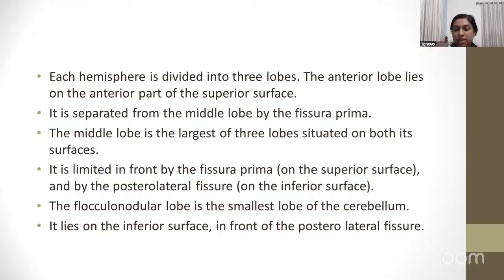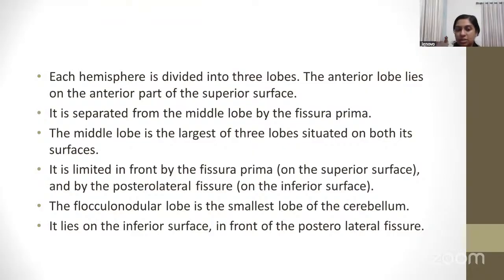And there is a small lobe called the flocculonodular lobe. The middle lobe is the largest of the three lobes. It is situated on both the inferior and superior aspects. It is separated from the anterior lobe by the fissura prima, which is located on the superior surface of the cerebellum, and it is separated from the flocculonodular lobe by the posterolateral fissure. That's the largest fissure in the cerebellum, and it is the first fissure to be formed in the development of the cerebellum.